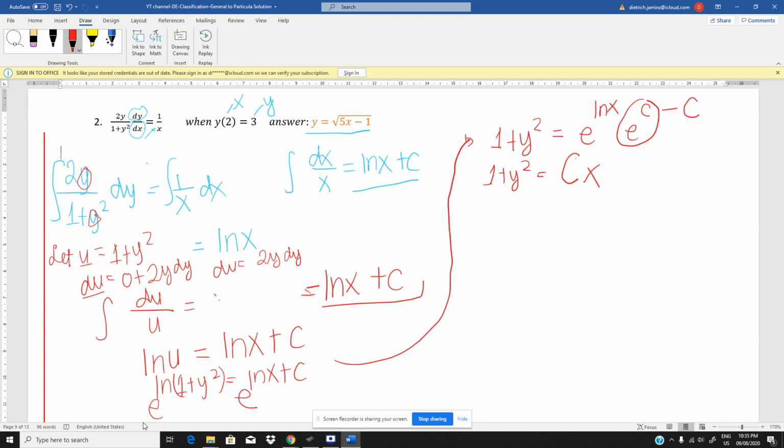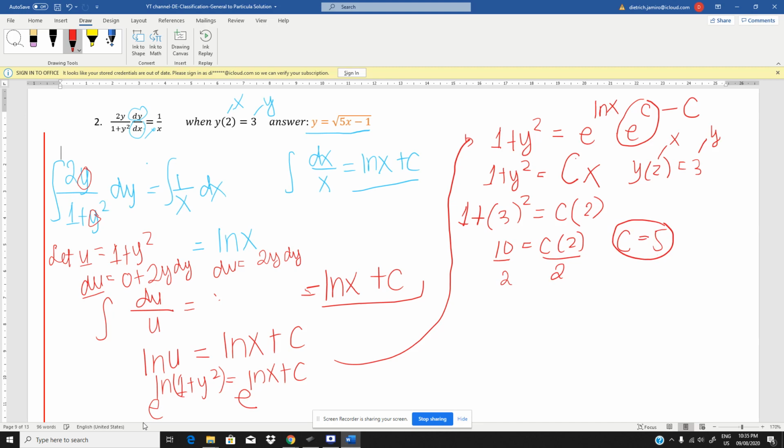Then to solve for c, I'll just substitute our initial conditions, that y of 2 is equivalent to 3. So I'll substitute 2 for x and 3 for y. So 1 plus 3 squared, which is 10, is equal to c times 2. Dividing both sides by 2, we will have c equivalent to 5.